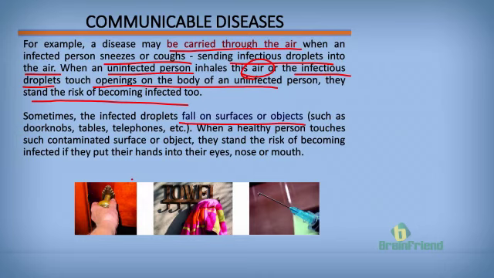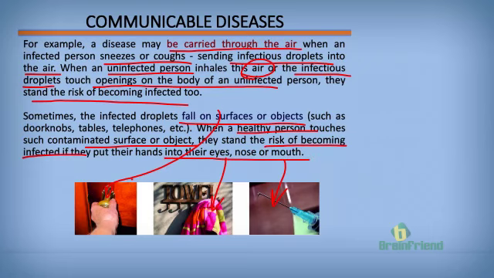Sometimes the infectious droplets fall on surfaces or objects. So we may have infectious droplets on doorknobs. If an infected person has sneezed and did not wash his hands and uses that same hand to touch a doorknob, or a towel, or a needle or a syringe, and a healthy person touches such contaminated objects or surfaces, they stand the risk of becoming infected, especially if they put their hands into their eyes, nose, or mouth.